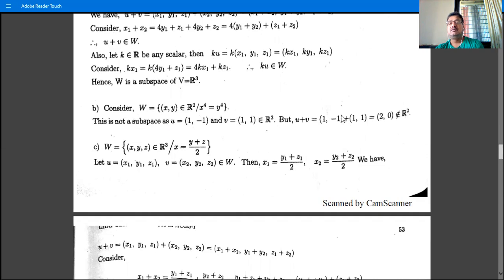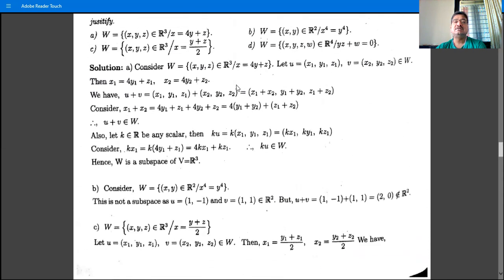So we have the counter example. W is not closed for addition. Addition of every two elements of W is not an element of W. So next example, example C.